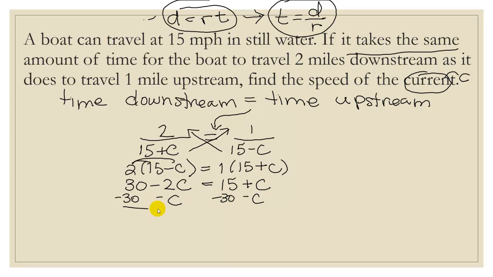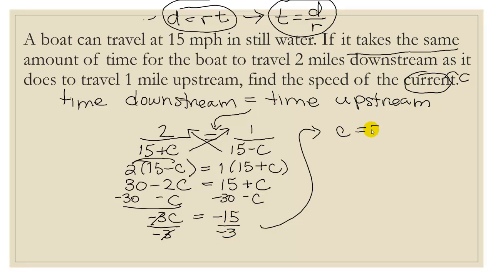So now my c's are all on one side, and I get negative 3c equals 15 minus 30, which is negative 15. Divide both sides by negative 3, and we get that our current, c, is equal to negative 15 divided by negative 3, which is just 5. Since these were all measured in miles or miles per hour, this would be 5 miles per hour. That's the speed, not time, I should say. That's the speed of the current, is 5 miles an hour.